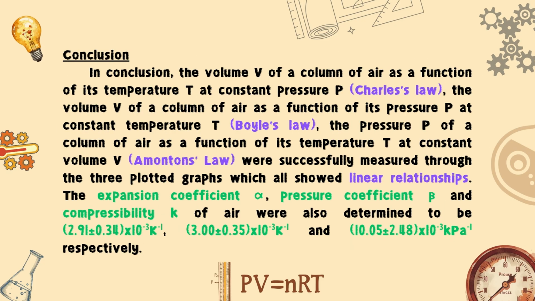So in conclusion, the volume V of a column of air as a function of its temperature at constant pressure, which is Charles' law, the volume of a column of air as a function of its pressure at constant temperature, which is Boyle's law, and the pressure of a column of air as a function of its temperature at constant volume, which is Gay-Lussac's law, were successfully measured, with the three plotted graphs all showing linear relationships. Here are the calculated values again.